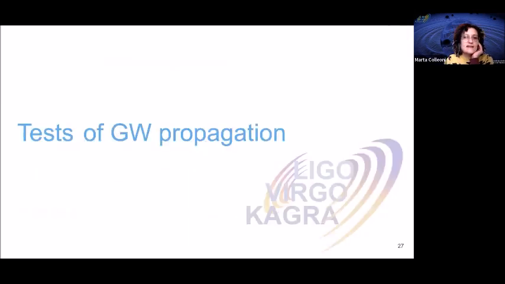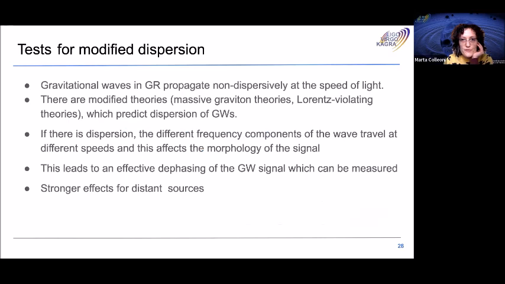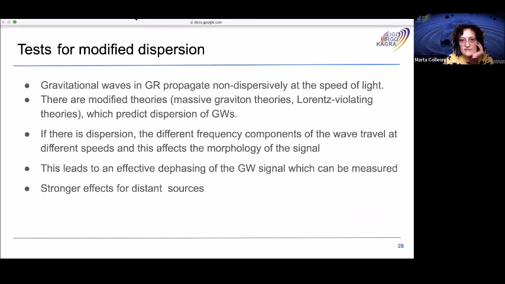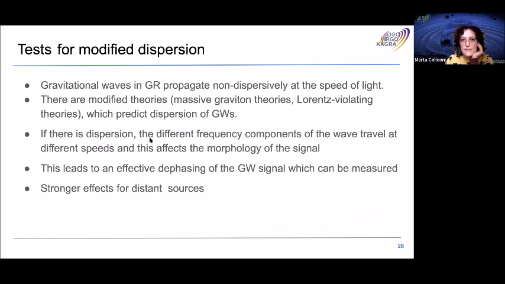On the next slide, we move to a different type of test. We will test how gravitational waves propagate. Gravitational waves in general relativity propagate non-dispersively at the speed of light, but there are modified theories, for instance, massive graviton theories or generic Lorentz violating theories that predict dispersion of gravitational waves. And if there is dispersion, the different frequency components of the wave will travel at different speeds.